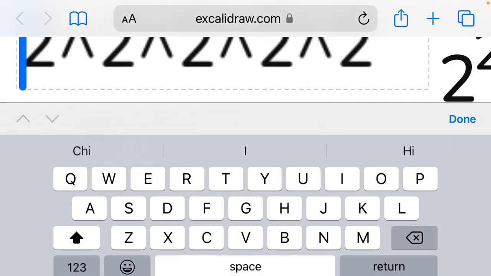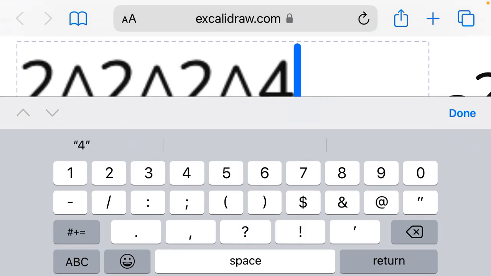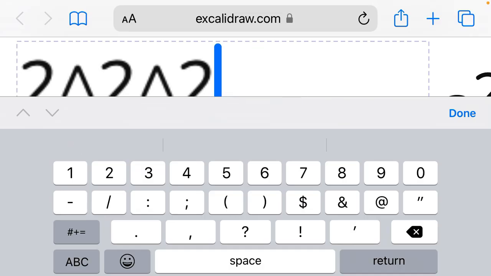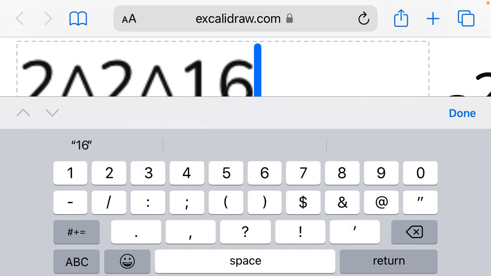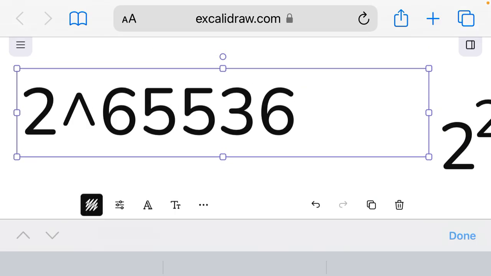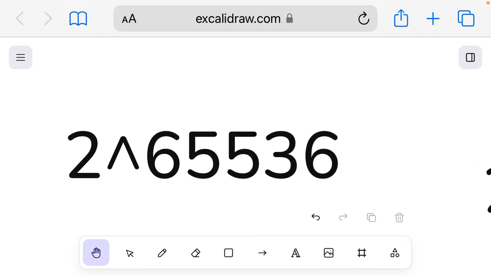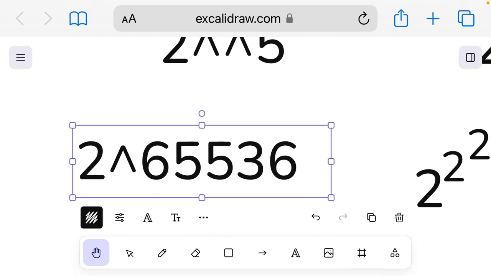So first, we have 2 squared, which is 4, and then 2 to the power 4, which is 16, and then 2 to the power 16, which is 65,536. And then we have 2 to the power of 65,536. This is going to give us a very large number, which I don't know what number it is.